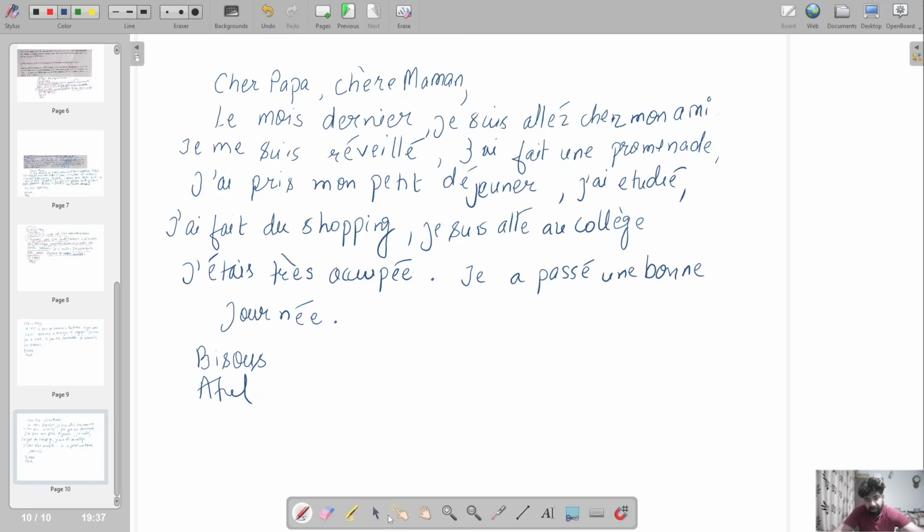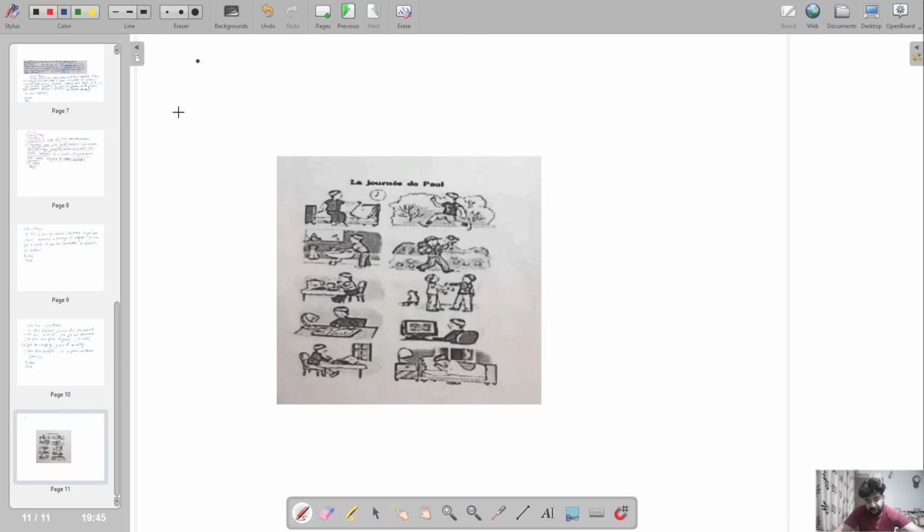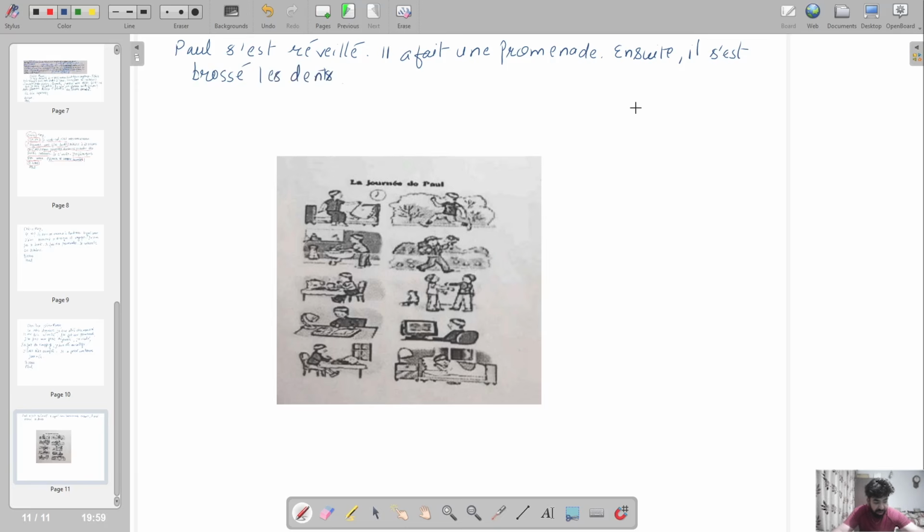Okay, so I will paste it in the open board and then we will start here. Let me just add a board and paste it here. So the first thing is he's getting up, so I'll just write Reville, and then he's walking. So I will write the promenade, and after this he is actually doing brush. So I'll write brochure dance, and then he is actually going to school.